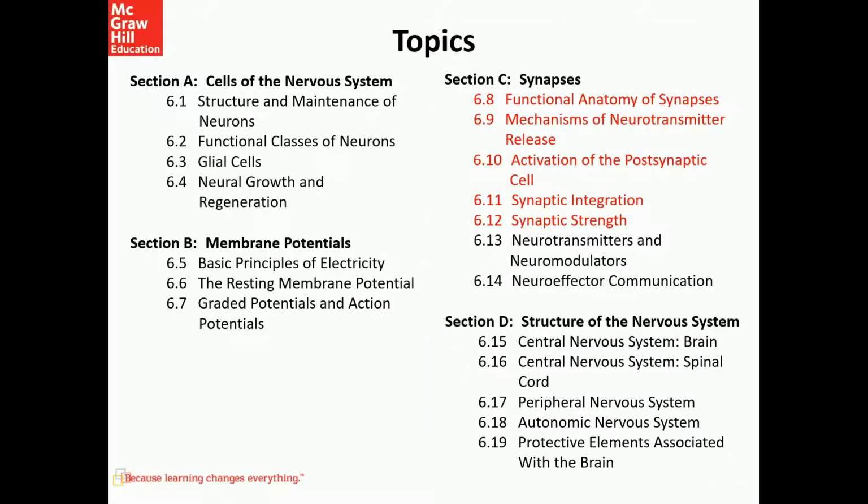And in this part, we will be talking about the synapses, which are basically how a nerve communicates with whatever is after it. And that could be either another nerve, it could be a muscle, it could be a gland, and we'll see how that communication goes.